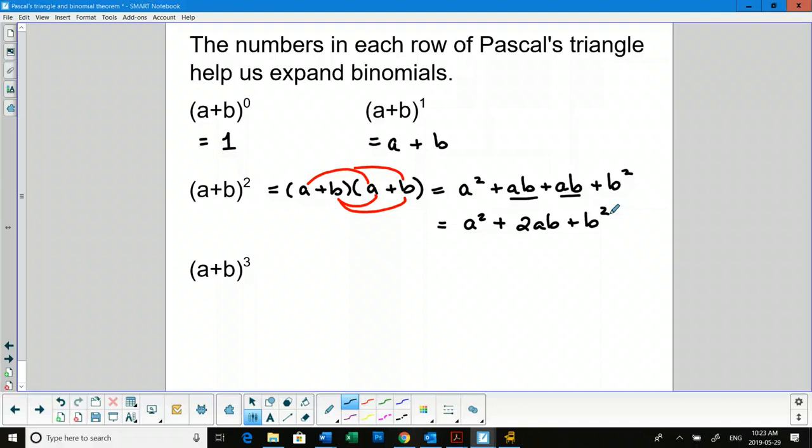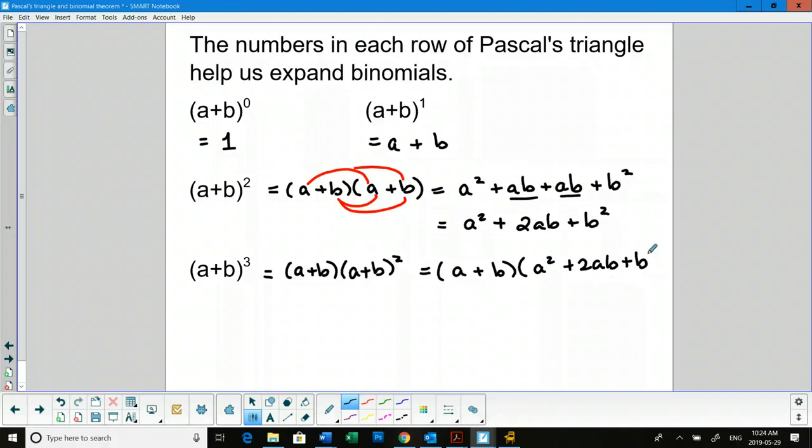What's that? Okay. And then (a plus b) cubed, we could write this as (a plus b) times (a plus b) times (a plus b), or we could write it as (a plus b) times (a plus b) squared, because we've already done that part. Okay, so there's no need for me to do more work than I need to. I'm just doing (a plus b) times what I just did above, (a plus b) squared.